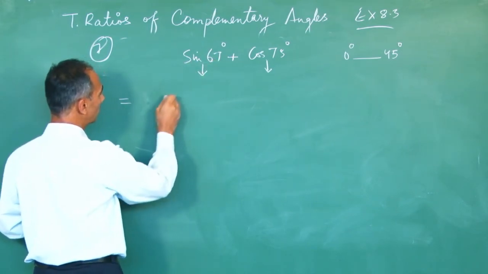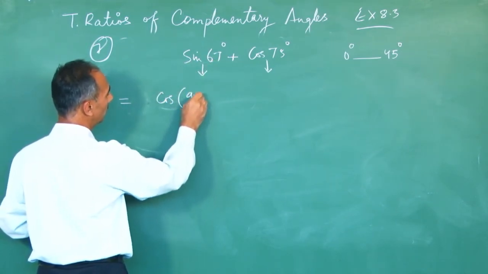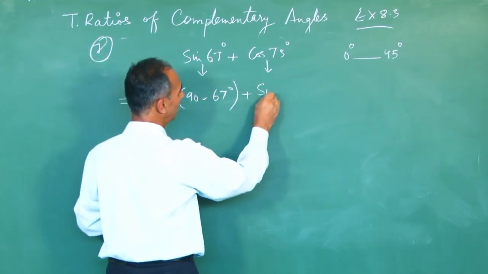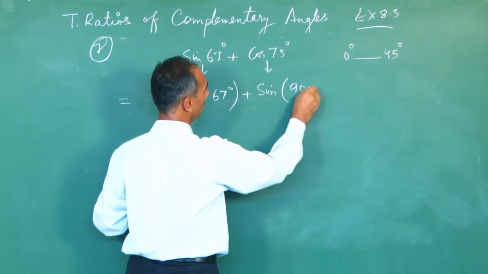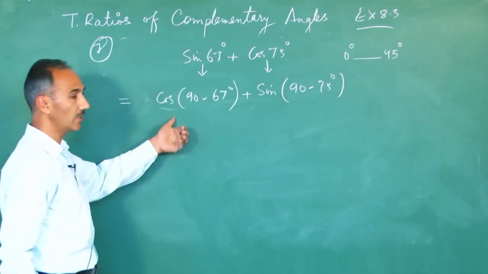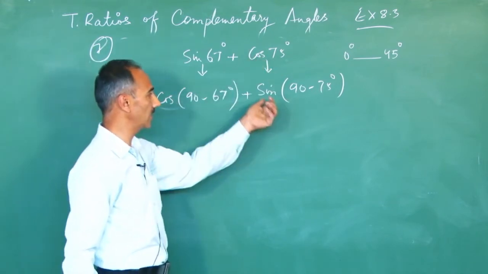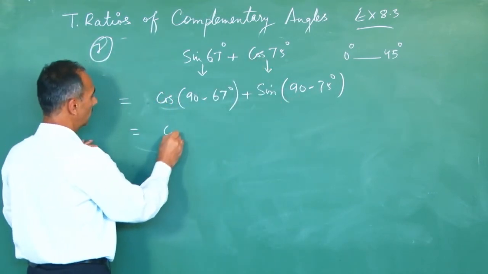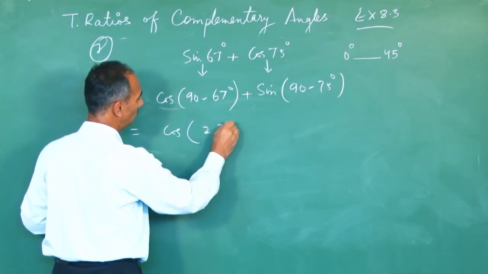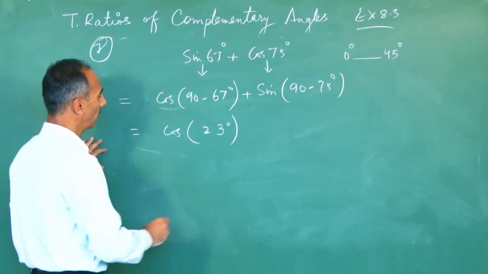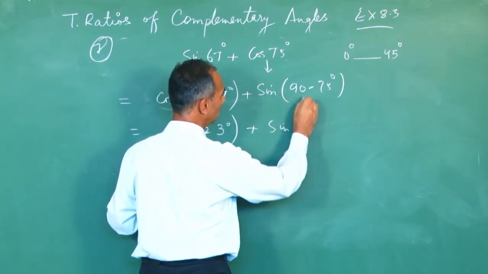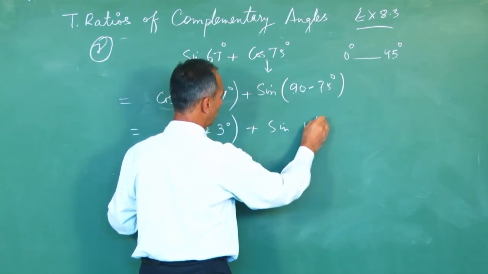I will use sine theta is cos of 90 minus theta, and cos theta is sine of 90 minus theta. Here theta is 75 and here theta is 67. Sine theta is cos 90 minus theta, cos theta is sine 90 minus theta. Now this is cos of (90 minus 67), which is 23, plus sine of (90 minus 75), which is 15.